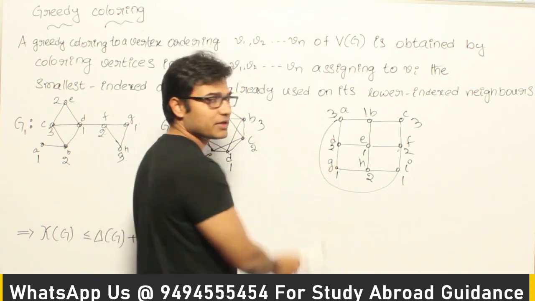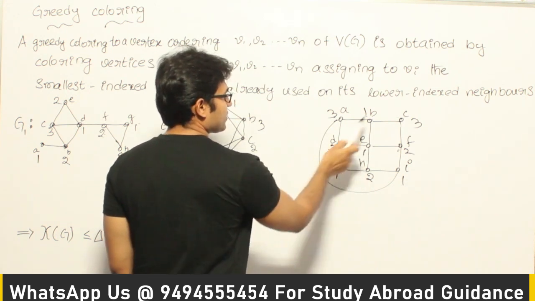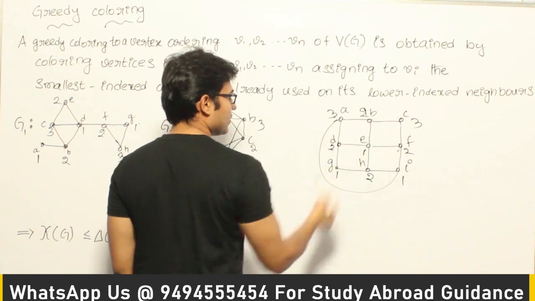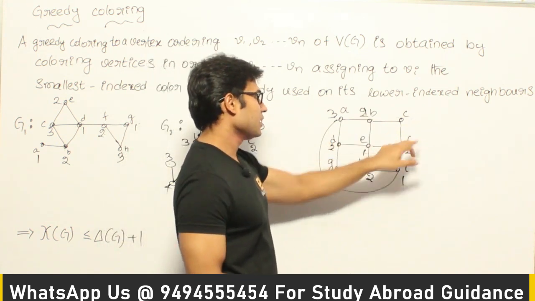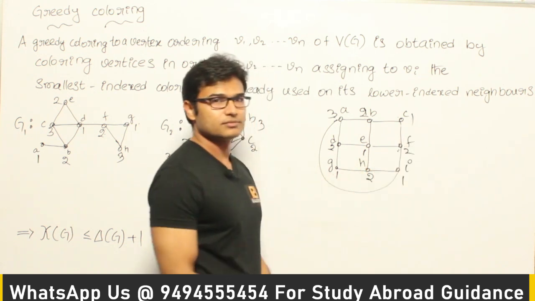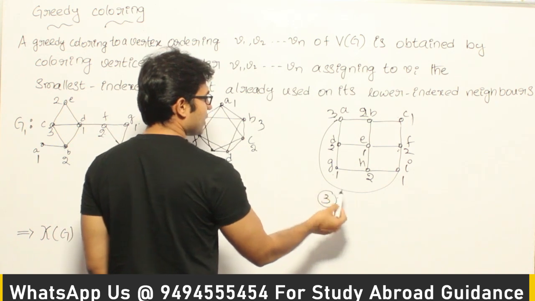The reason is there is a 1 here, right? So can I use 2? Yes, I can use 2, right? So if 2 and 2 are here and 1 is not here, I think I can use 1 here, right? Now if you see this, the chromatic number of this one is 3, right?